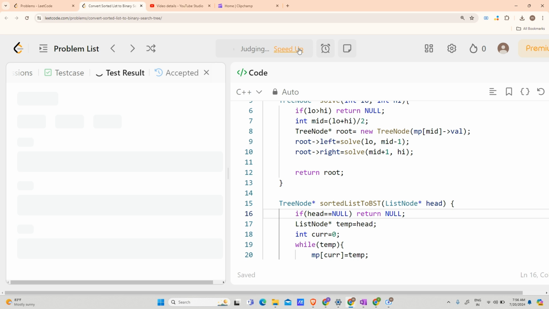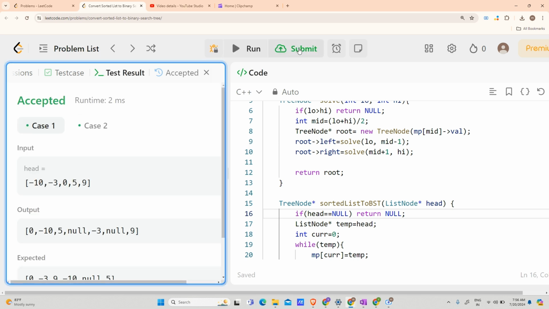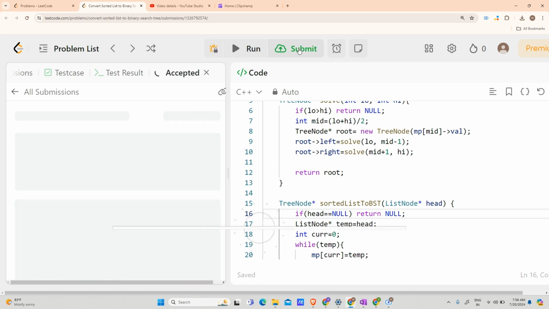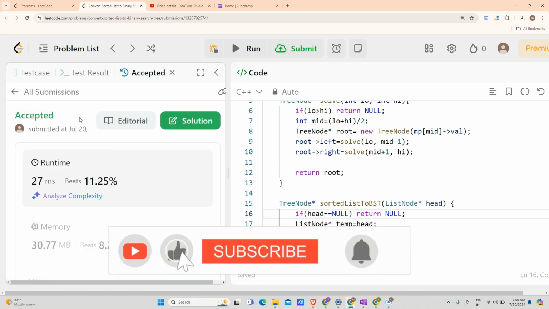Let us try to compile and run it now. And it is running fine for the sample test cases. Let us try it for the hidden test cases as well. In the meantime, do consider subscribing, and you can see it is getting accepted.